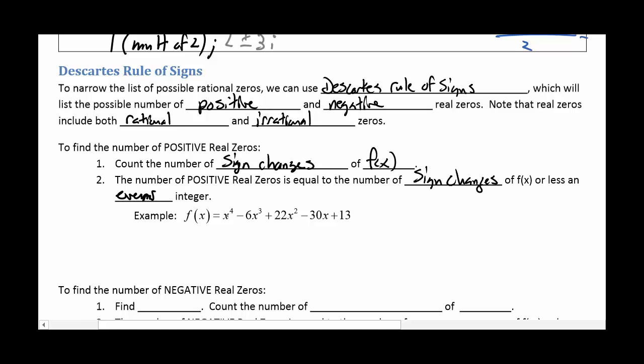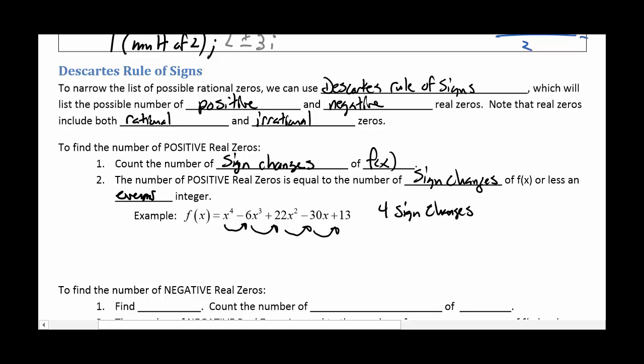Okay, so looking at f of x, it starts off positive, and the next number is negative, right? So there's a sign change. Then it goes from negative 6 to positive 22, so there's a sign change. It goes from positive 22 to negative 30, there's a sign change. And from negative 30 up to 13. So how many sign changes were there? We changed signs 4 times, so there are 4 sign changes.